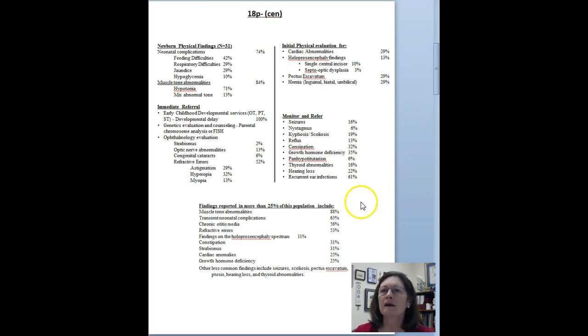And then below that are some of the findings seen in more than a quarter of the population. So these again are hints as to what's more likely to be seen and what to keep your eye open for.